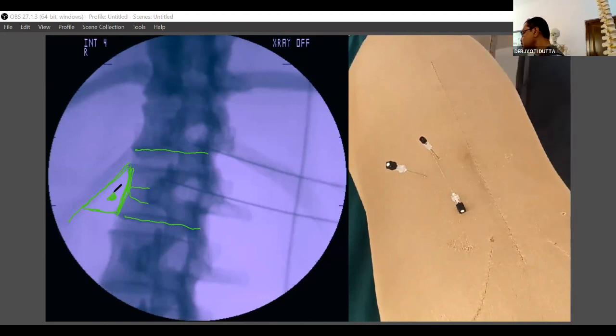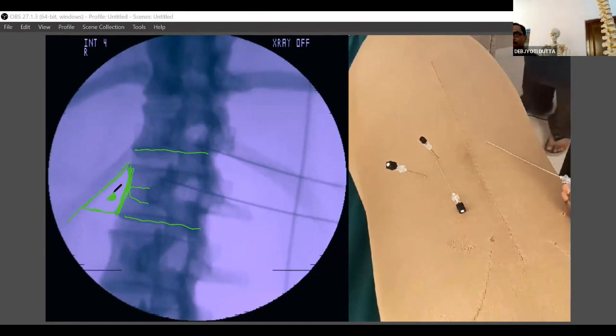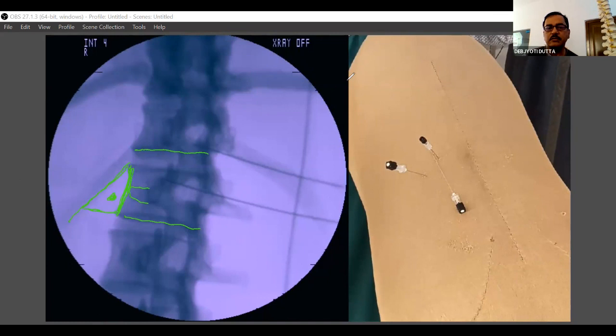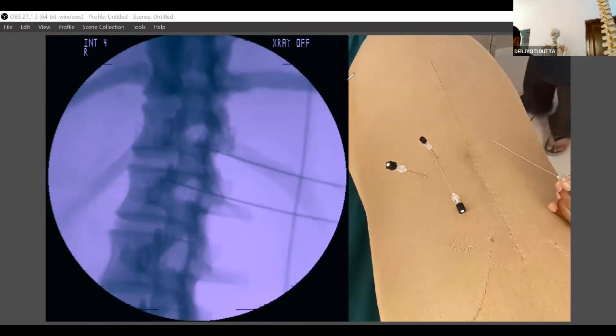So let us do the procedure. So what we'll do? This triangle, my needle entry point. So let me clear the drawings. So my needle entry point, picture.